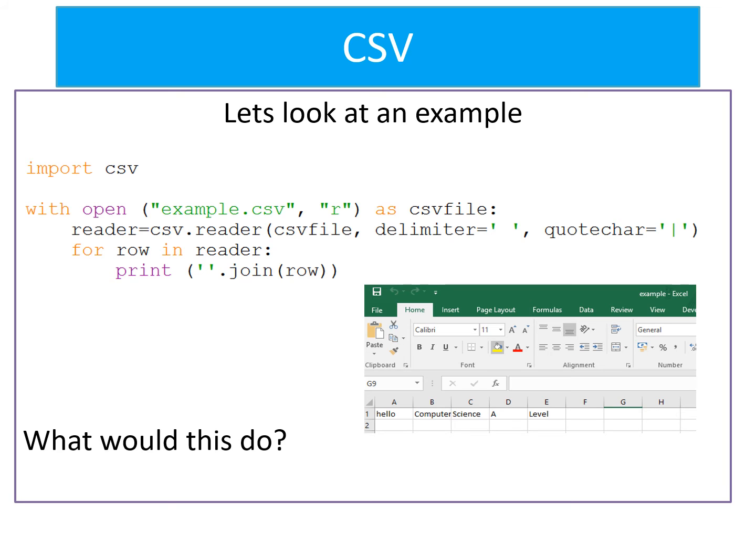Here's an example. When we're importing CSV, we use with open. We've used open in a text file before. You can see example.csv, it's just an example, just a file in the folder. And this file needs to be in the same folder as your Python file. And we've said as CSV file. Now, this is our variable name, CSV file.